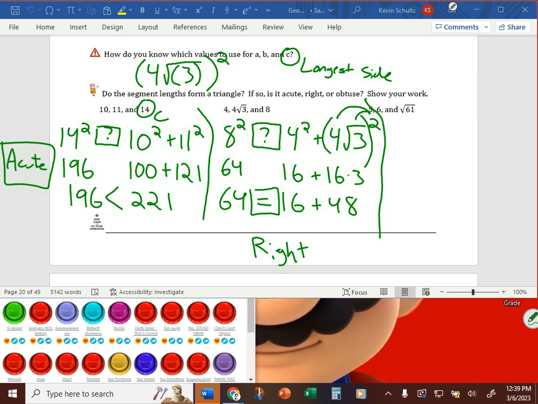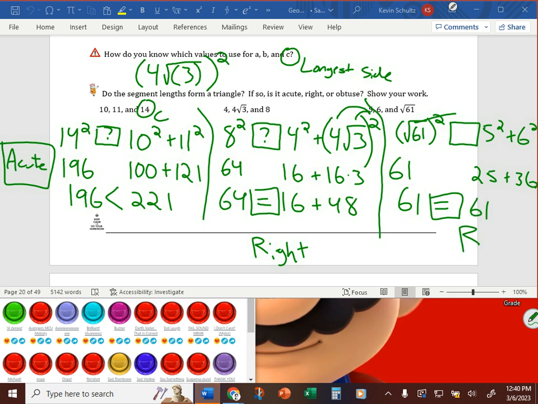All right, so squaring root 61. And we wouldn't need parentheses here because root 61 is an isolated term, but it doesn't hurt to get in the habit of it. We're looking for the relationship between the root of 61 squared and 5 squared plus 6 squared. Now, what's the root of 61 squared? 61, right? Roots, powers, opposite operations cancel out. Okay? So what's the relationship between 61 and 25 plus 36? 61 is equal to 61, therefore this one is also a right triangle. Okay?